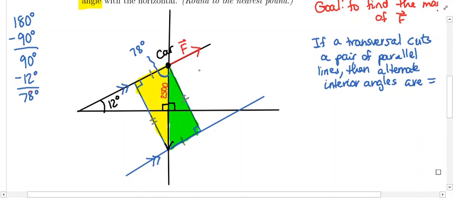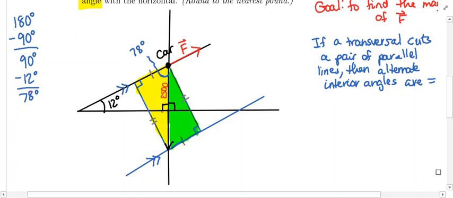Okay, interior means that the angles are on the inside of the pair of parallel lines. Alternate means they're on different sides of the transversal. So if you see this 78-degree angle right here, we know this part of the triangle, this yellow angle right here, is 78 degrees, okay? It is inside the pair of parallel lines, so it's an interior angle.